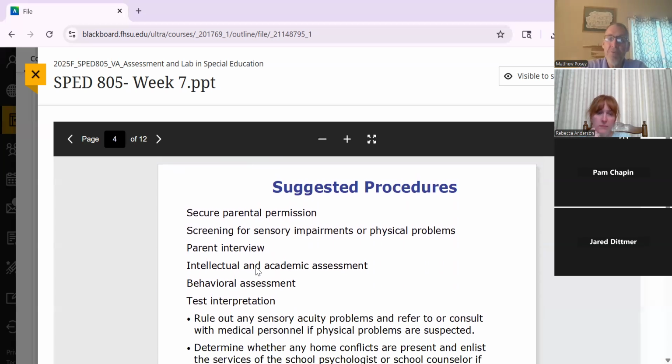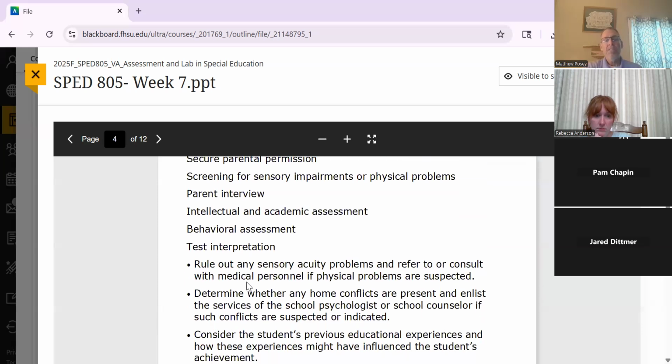Here are the suggested procedures to go through. We want to obviously first get permission. We can't just all of a sudden assume we're going to test the kid without the parent knowing. I've mentioned that before earlier in the class. We need to screen for any type of sensory impairment or physical problems to determine if that is contributing to their struggles academically. Interview with the parent, going over some things with them.